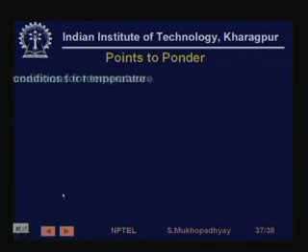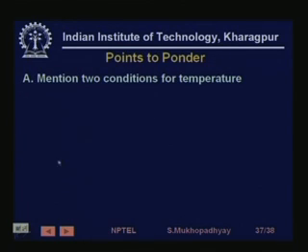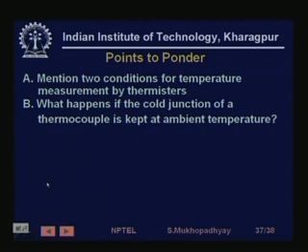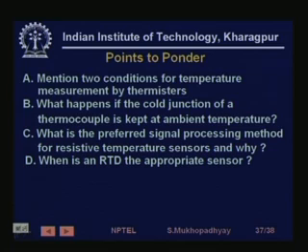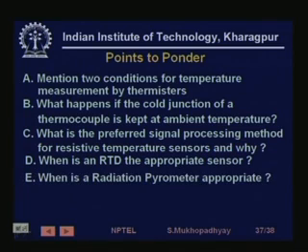So, points to ponder: you can mention two conditions for temperature measurement by thermistors. Under what condition? We have told it many times during the lecture. What happens if the cold junction of a thermocouple is kept at ambient temperature? So, why do you do cold junction temperature compensation at all? What is the preferred signal conditioning method for resistive temperature sensors and why? Why always Wheatstone's bridge? What is the basic advantage of Wheatstone's bridge? When is an RTD the appropriate sensor? When is a radiation pyrometer appropriate?